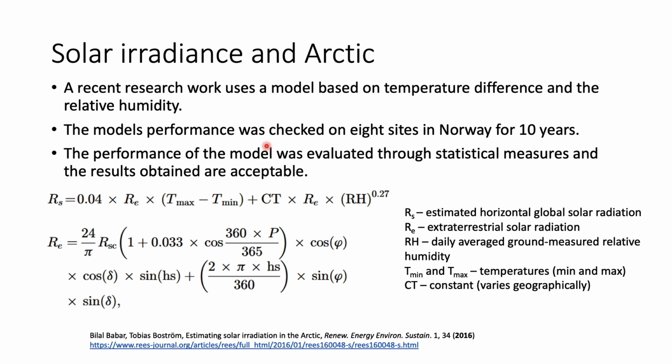Let us look at how the solar irradiation can be calculated. This is based on a paper published very recently in 2016. This model is basically based on the temperature difference and the relative humidity. This is used to measure the solar irradiations. This model was checked on 8 sites in Norway for 10 years.